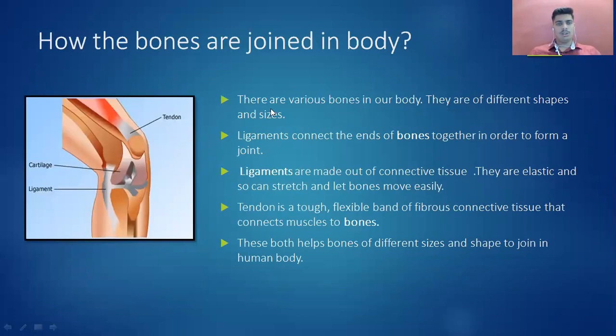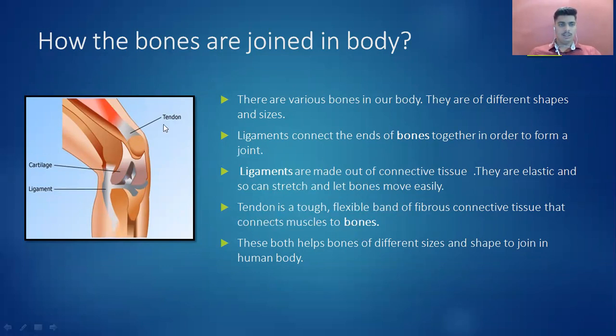So how are the bones joined in the body? There are various bones in our body. They are of different shapes and sizes, and ligaments connect the ends of bones together in order to form a joint. Ligaments are made out of connective tissues, and they are elastic and so can stretch and let bones move easily. A tendon is a tough, flexible band of fibrous connective tissue that connects muscle to bones.